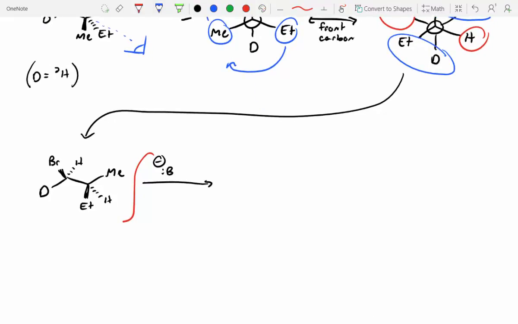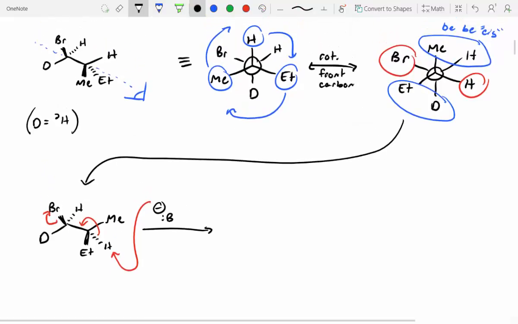And let's draw our product out. And then when you're done, determine whether or not that product is E or Z. So this is our product. Is it going to be E or Z?